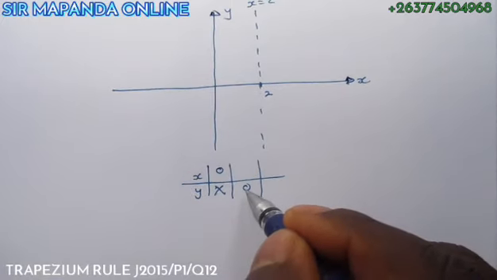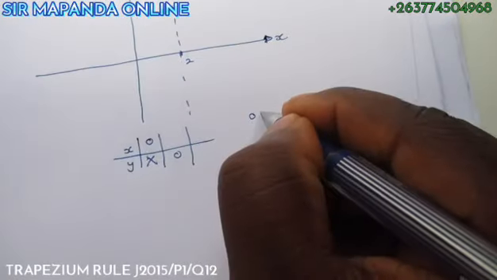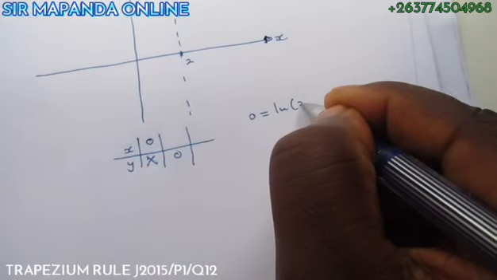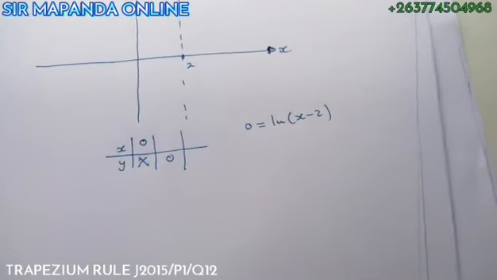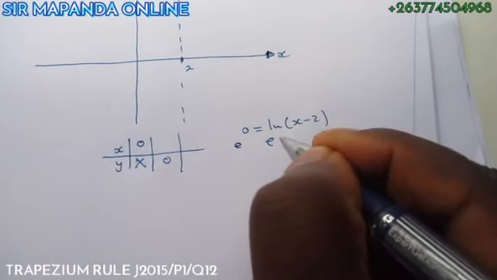Then when y is 0, you are going to put 0 here. You get 0 equals ln(x minus 2), something like this. Then you introduce exponential both sides.